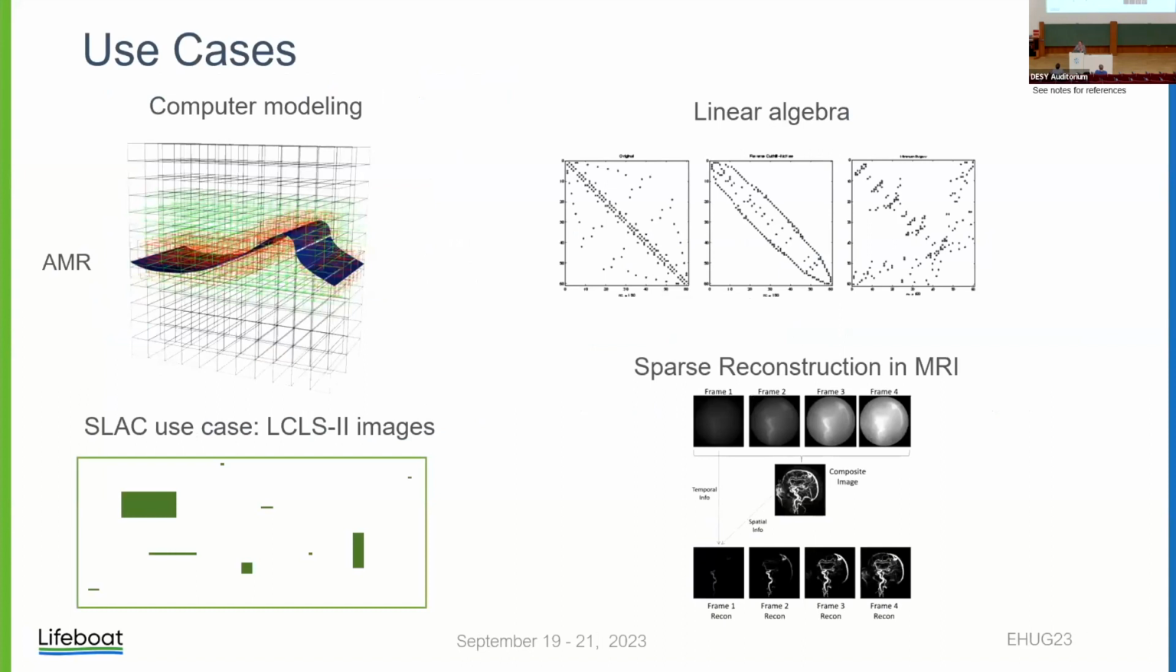The use cases we looked at were adaptive mesh refinement and linear algebra. There's also an example of sparse data reconstruction. I didn't know it, but in MRI they take very high-speed images at very low resolution, and they use reconstruction techniques to construct a high-resolution image and then go back and reconstruct a high-resolution sequence. That's why sometimes you have artifacts and should always seek a second opinion on your MRI.